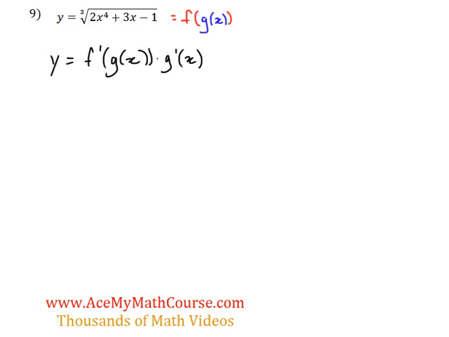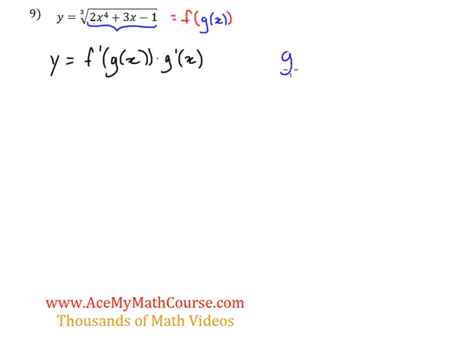Question number 9. Let's find the derivative of the cubic root of 2x to the 4 plus 3x minus 1. And to use the chain rule, we're going to need to find the inner function, in this case, what we have here, and the outer function as well.